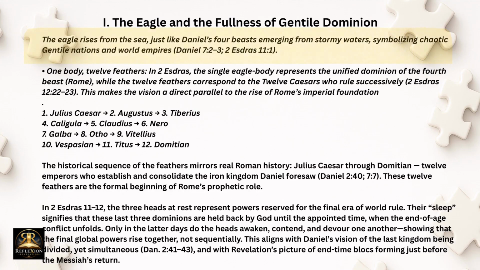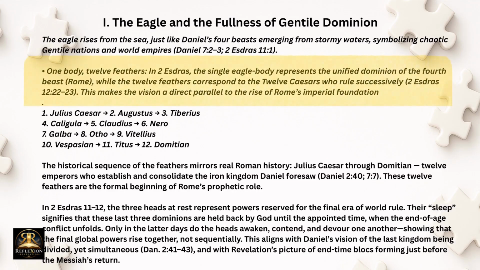So, the eagle rises from the sea. This is just like Daniel's 4 beasts coming from the stormy waters, symbolizing the chaotic Gentile nations and the world empires. Obviously, one body, 12 feathers. This is the description of the eagle. And then this represents that unified dominion, so to speak. This is one body, like when we say the body of Yahushua. And this is exactly the same as looking at the 4th beast.